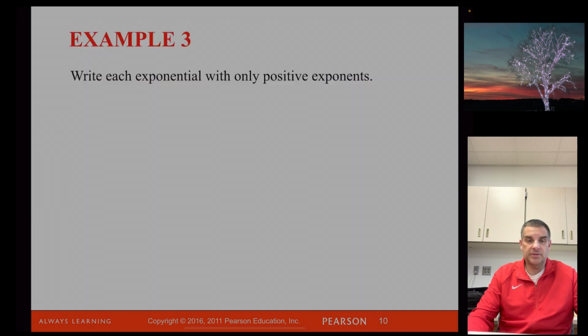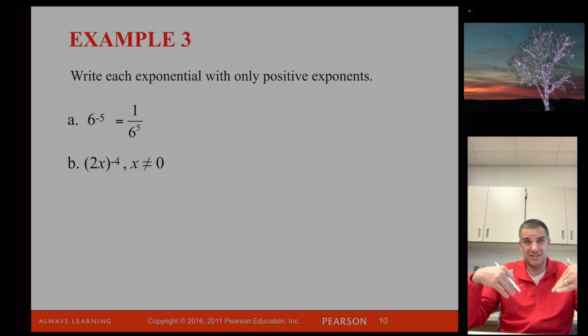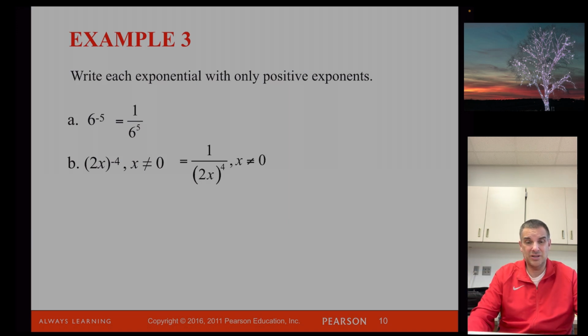So let's look at a couple of examples. Write exponential with only positive exponents. Well, 6 to the negative 5, 1 over 6 to the 5. 2x to the negative fourth. It says where x can't be 0 because you can't divide by 0, so everything's being taken to the denominator. Since it's inside parentheses, everything's in the denominator. So that's 1 over 2x to the fourth.